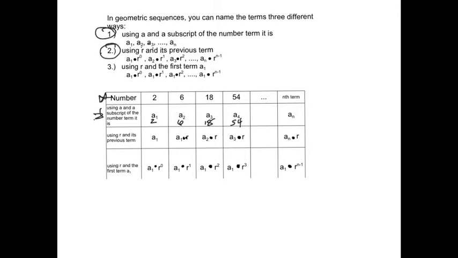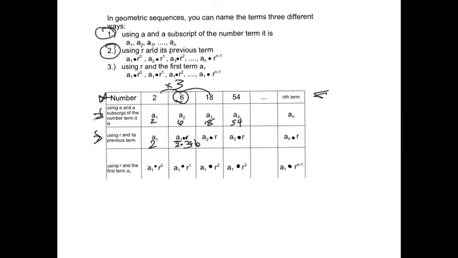Then looking at the second way to represent, you always refer to what was before it. What was before it times your common ratio. So let's look at how we represent this series this way. So our first term is 2. That was pretty easy. Have to have your first term for this one. Then your second term is your first term, which is 2, times your common ratio, which is 3. So your second term is 6. Hey, that matches.